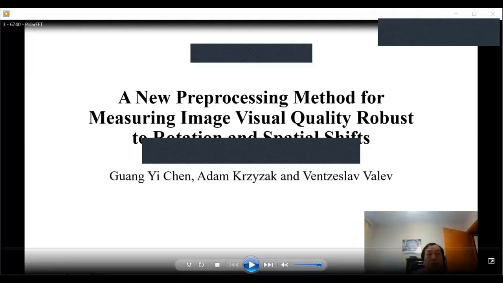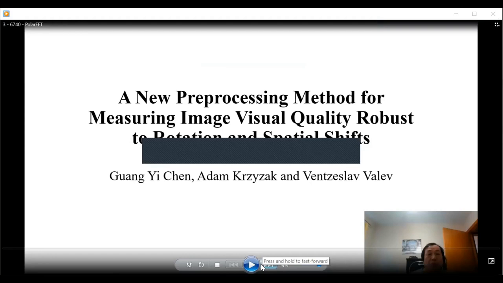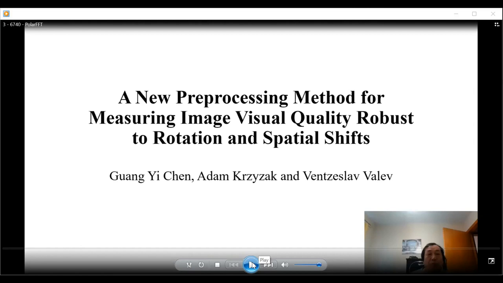The next paper is a new preprocessing method for measuring image visual quality, robust to rotation and spatial shifts. It's going to be presented by Guang Chen.